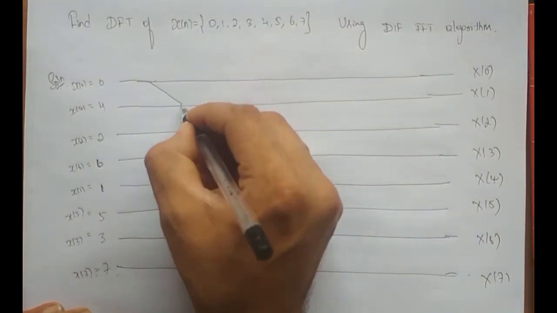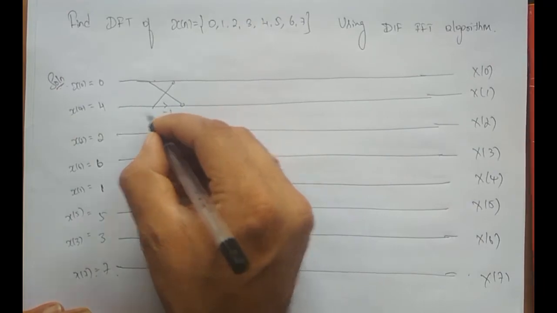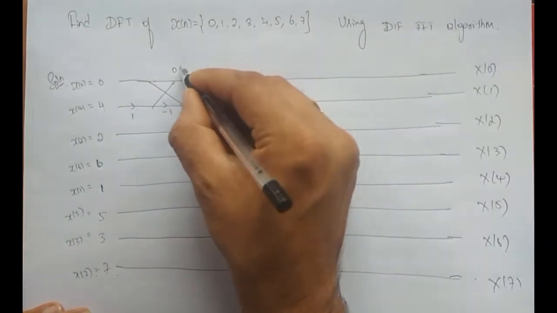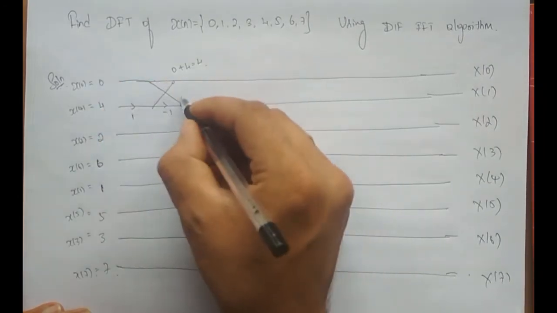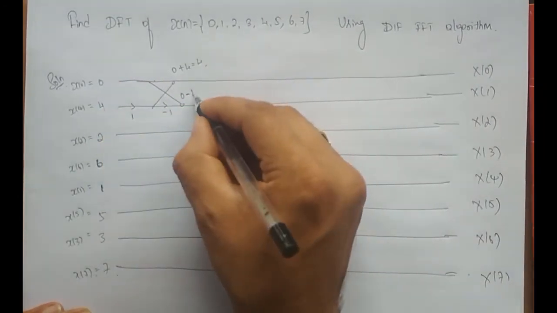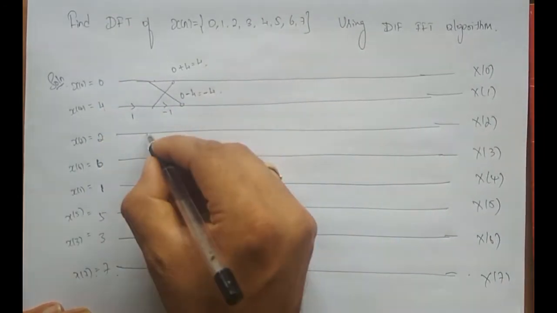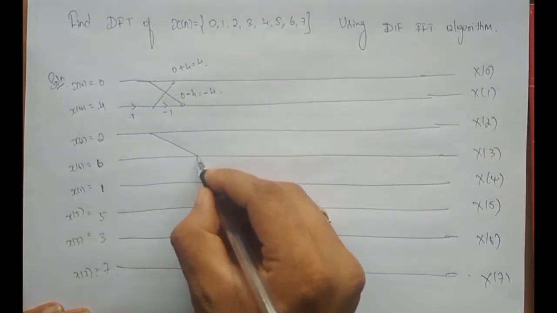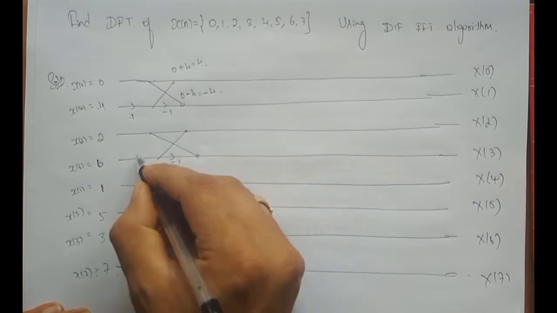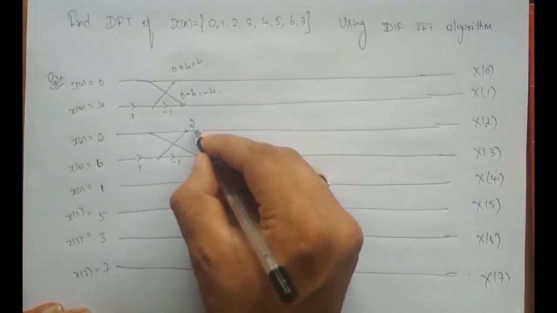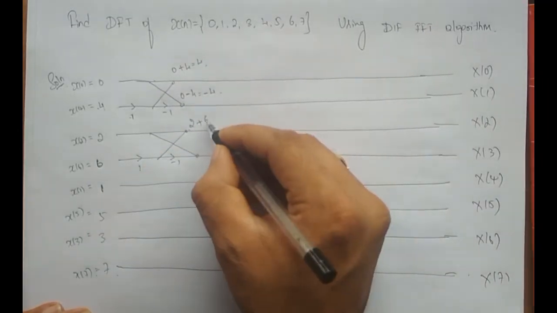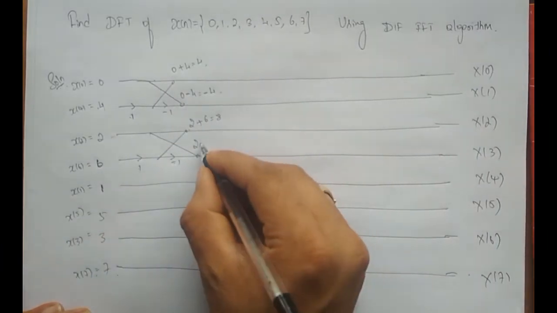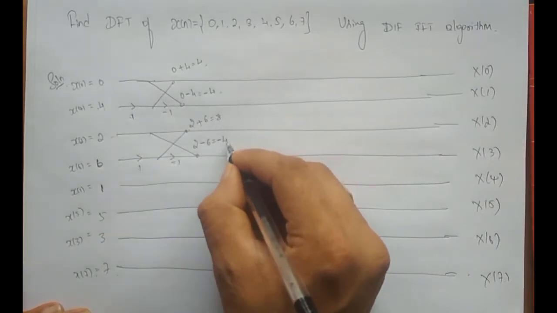So first stage, first butterfly. So minus 1, this is W8 power 0, which is 1. So I have 0 coming here, added with 4, which is equal to 4. I have 0 coming here, subtracted with 4, which is equal to minus 4. Minus 1, 1. So I have 2 coming here, added with 1 times 6, which is equal to 8. I have 2 coming here, subtracted with 1 times 6, which is equal to minus 4.